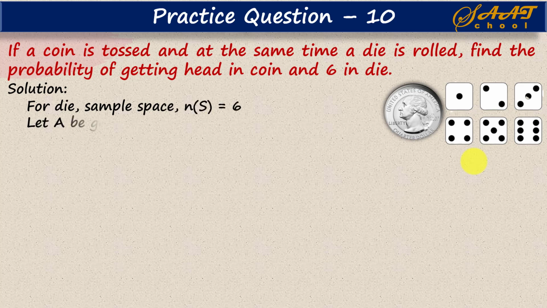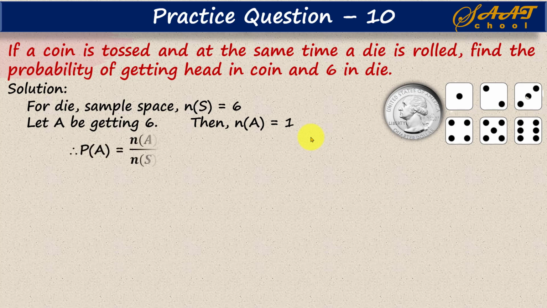Now we have to find the probability of getting a 6 on a die. Let A be getting 6. n(A) is 1, because there is only one 6 on a die. That's why n(A) is 1. Now find the probability of 6. We have P(A), which is n(A) by n(S). n(A) is 1 here and n(S) is 6. So this is the probability of getting 6 on a die.